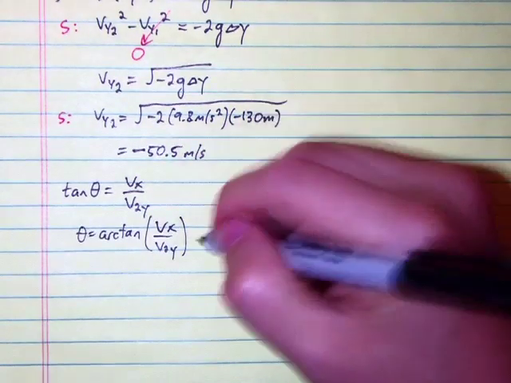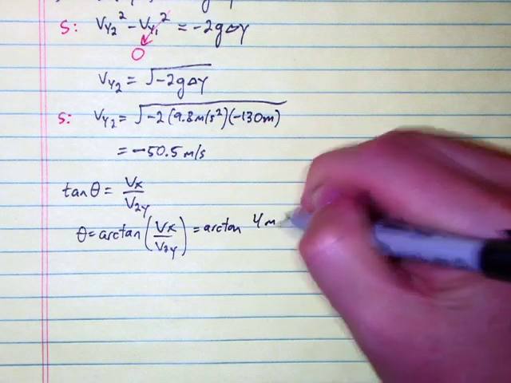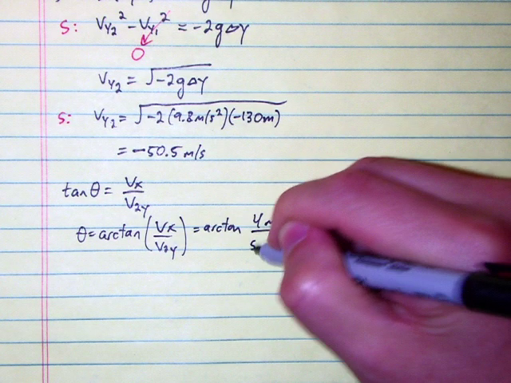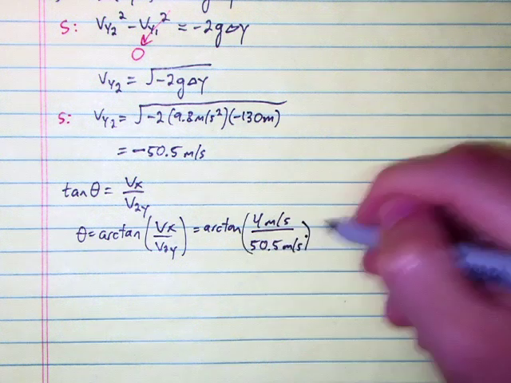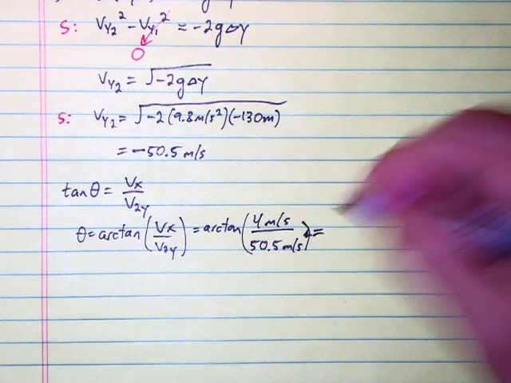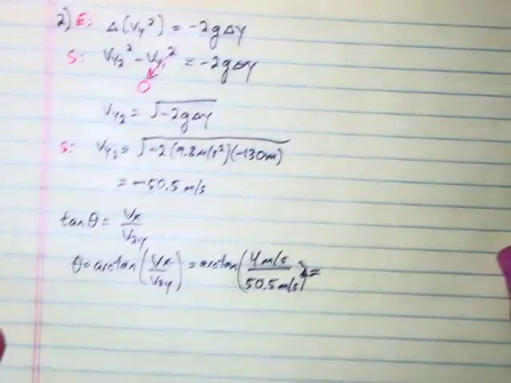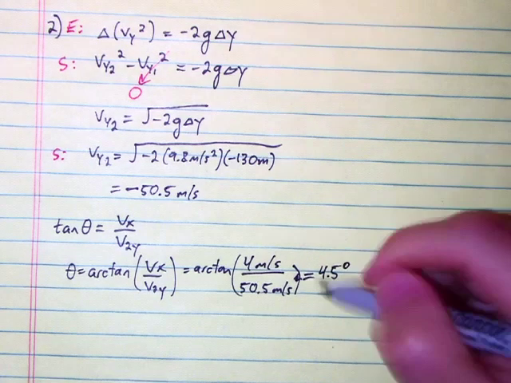which is going to come out to, well, let's put the numbers in, arctan of 4 meters per second all over 50.5 meters per second. The negative sign doesn't matter when I'm finding the angle here. That's going to come out to 4.5 degrees.